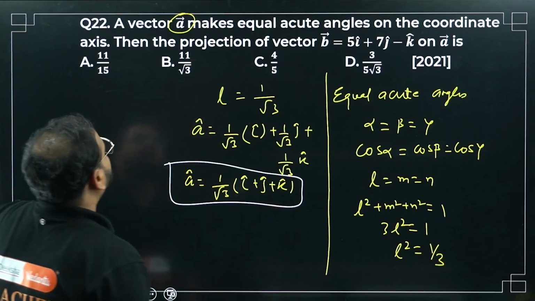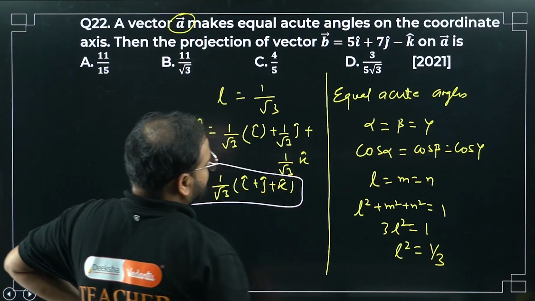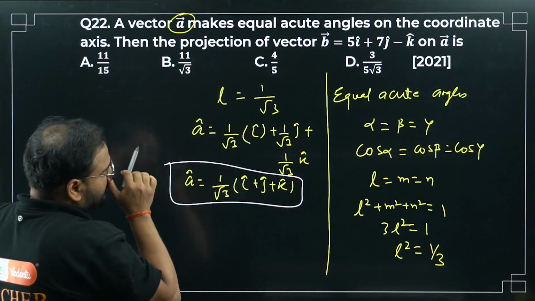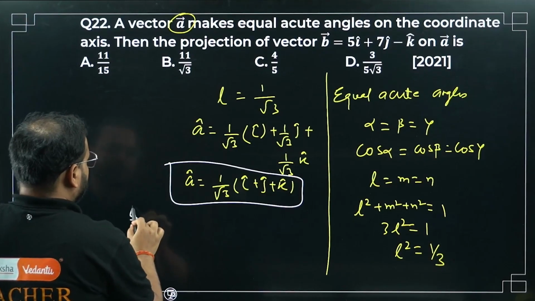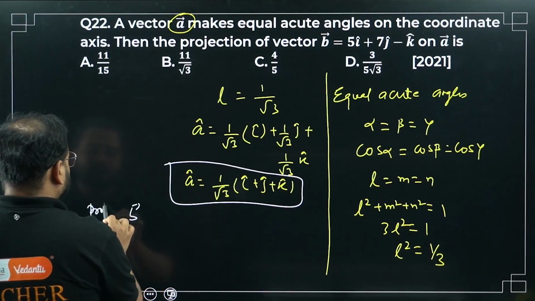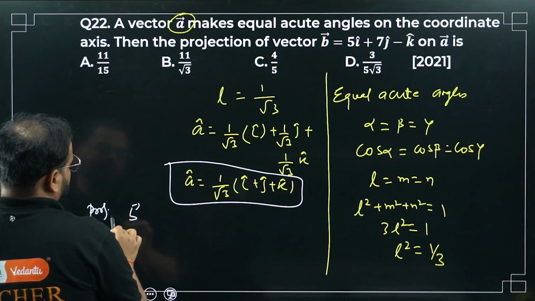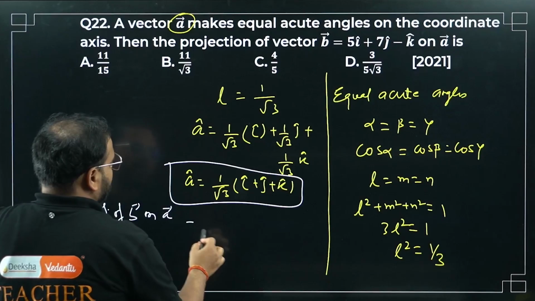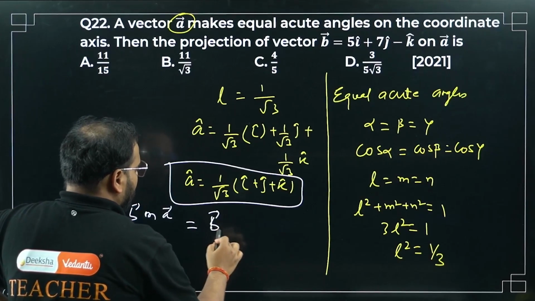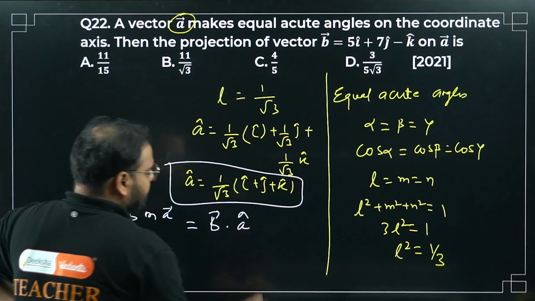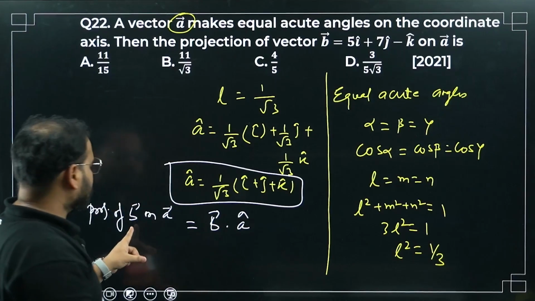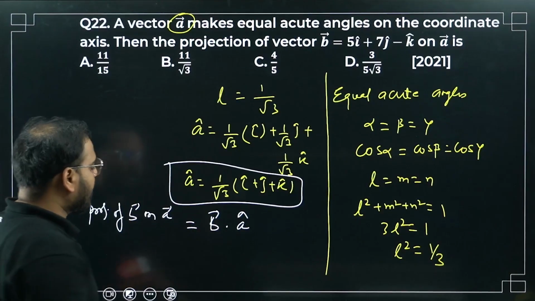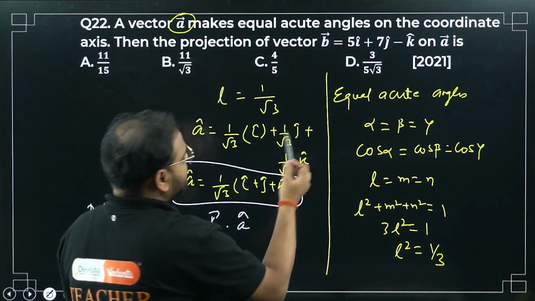They're looking for the projection of vector B on vector A. So the projection of vector B on vector A, how much is that? If you remember, it is vector B dot with A cap. Projection of vector B on A is vector B dot A cap. What is vector B? Please check here.